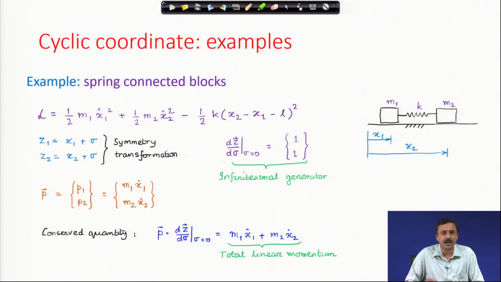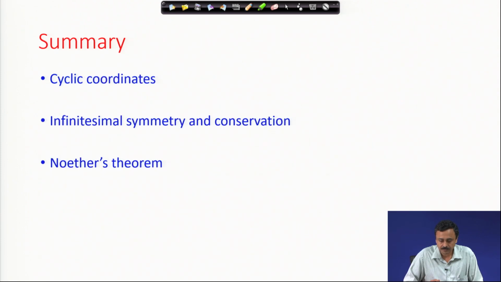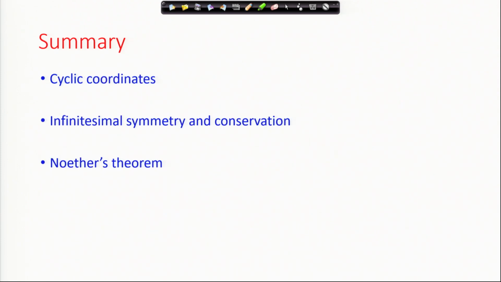We have recovered a possibly trivial example, but I have demonstrated the steps, and this works for more complicated, more general systems. To summarize, we have looked at the concept of cyclic coordinates. We have seen that if you have a cyclic coordinate, then there are conserved quantities, and the generalized momentum corresponding to that cyclic coordinate must be conserved.